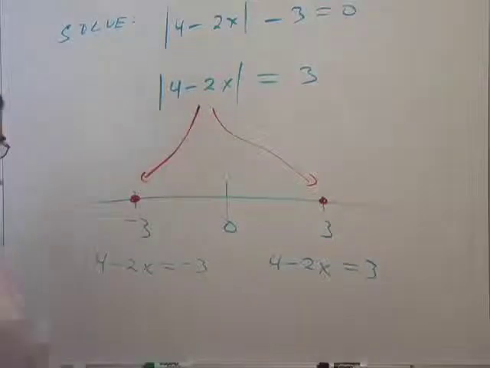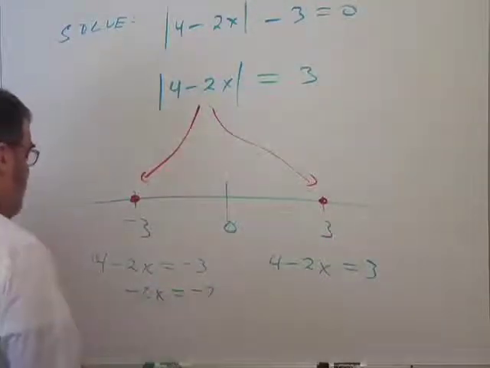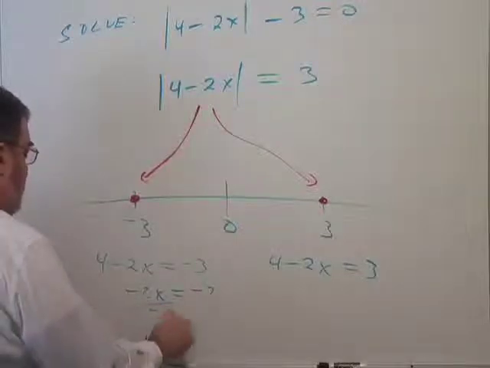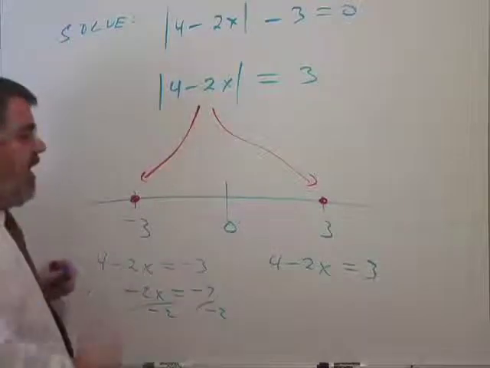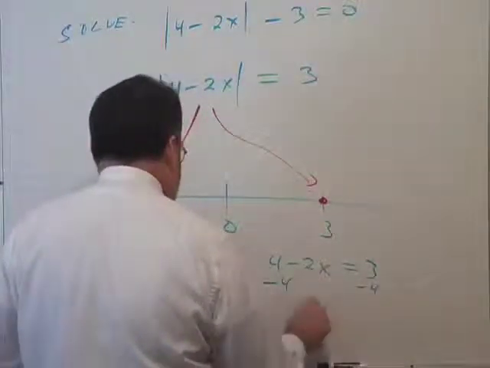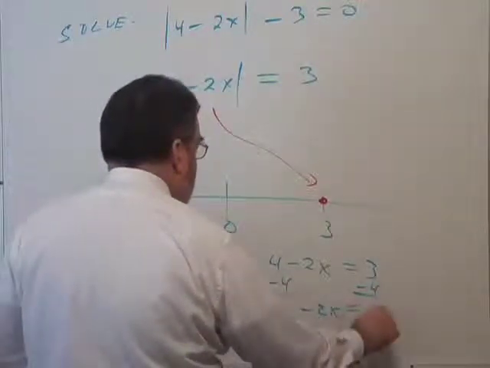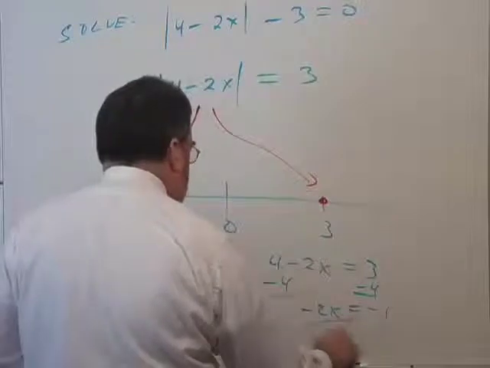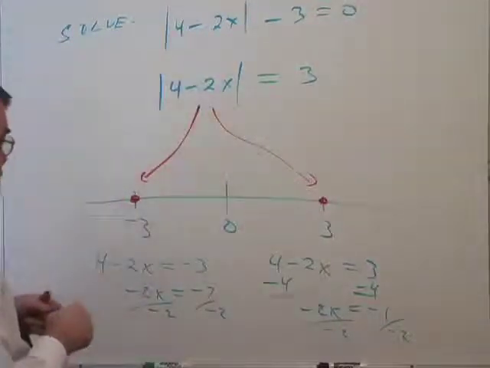And now we'll just finish. I'll subtract 4 from both sides here. Negative 2x is negative 7. Divide by negative 2. The negatives cancel. So I get 7 halves. Here, subtract 4 from both sides, and I get negative 2x equals negative 1. Divide by negative 2. And again, the negatives will cancel there.